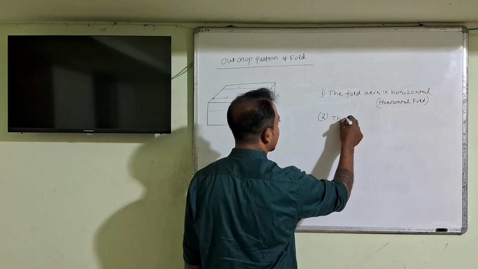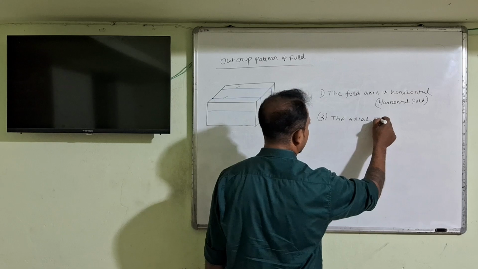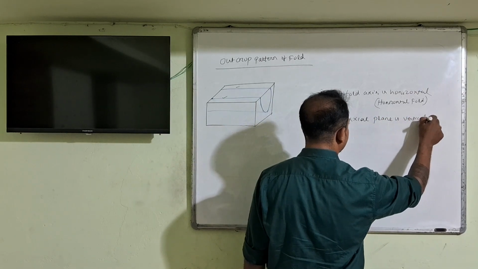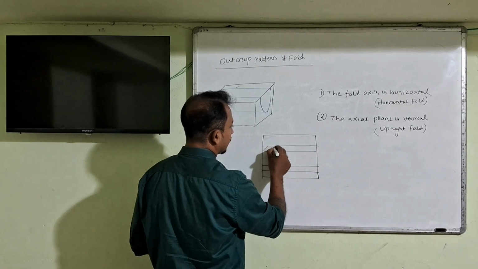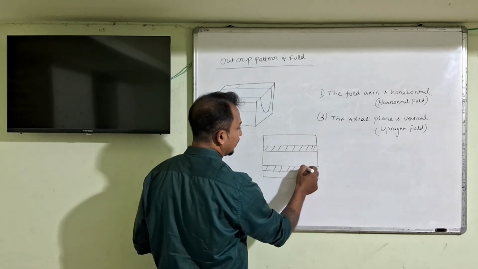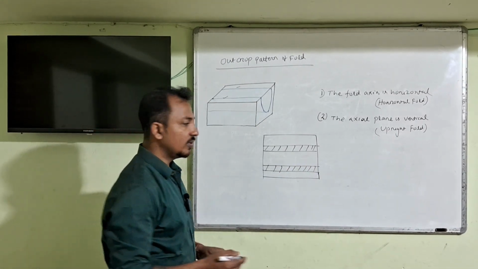Or the axial plane is vertical, you can say upright fold. So suppose if the fold axis is horizontal, it means the fold is a non-plunging fold.